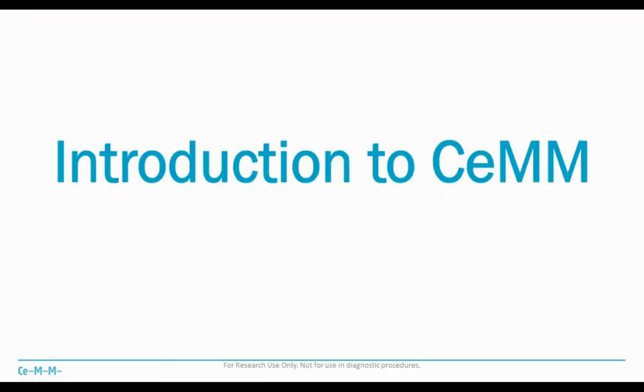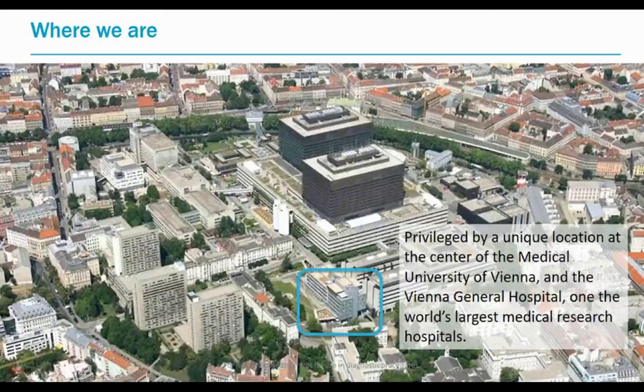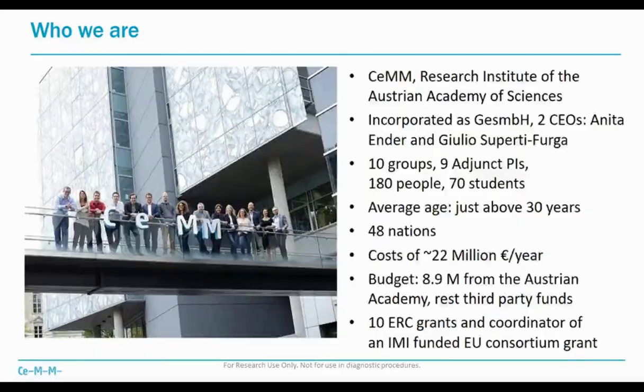To put things a bit more in perspective, I would like to give a bit of an introduction about our institute. CeMM stands for the Research Center for Molecular Medicine of the Austrian Academy of Sciences. We are located in Vienna, Austria, and we are quite privileged to have this really unique location. We are in the center of the campus of the Medical University of Vienna, and next door is the Vienna General Hospital. So we're really embedded in biomedical research here.